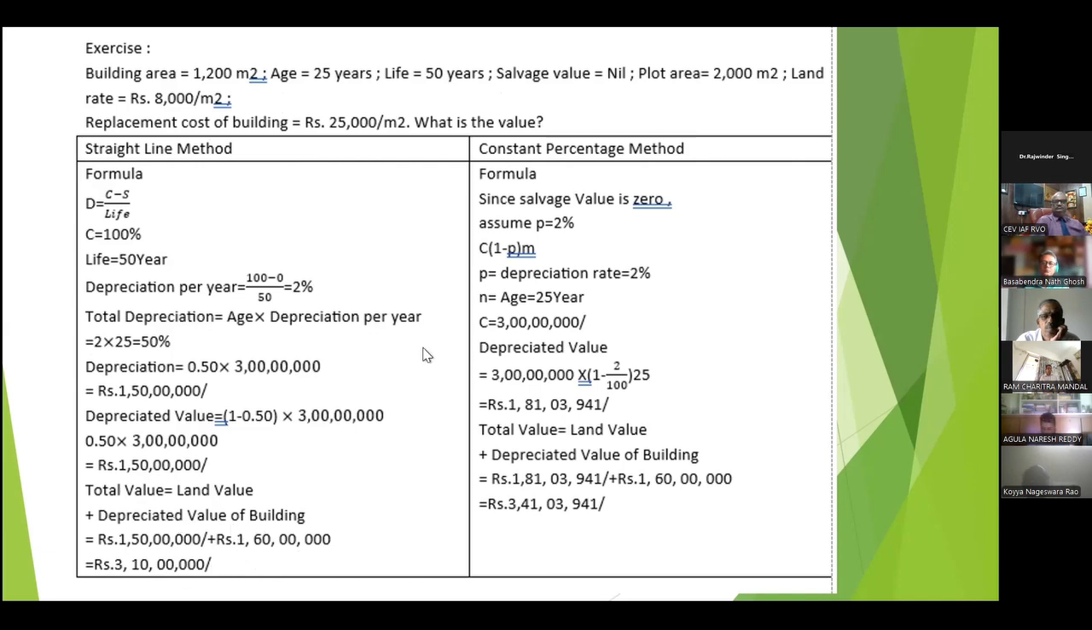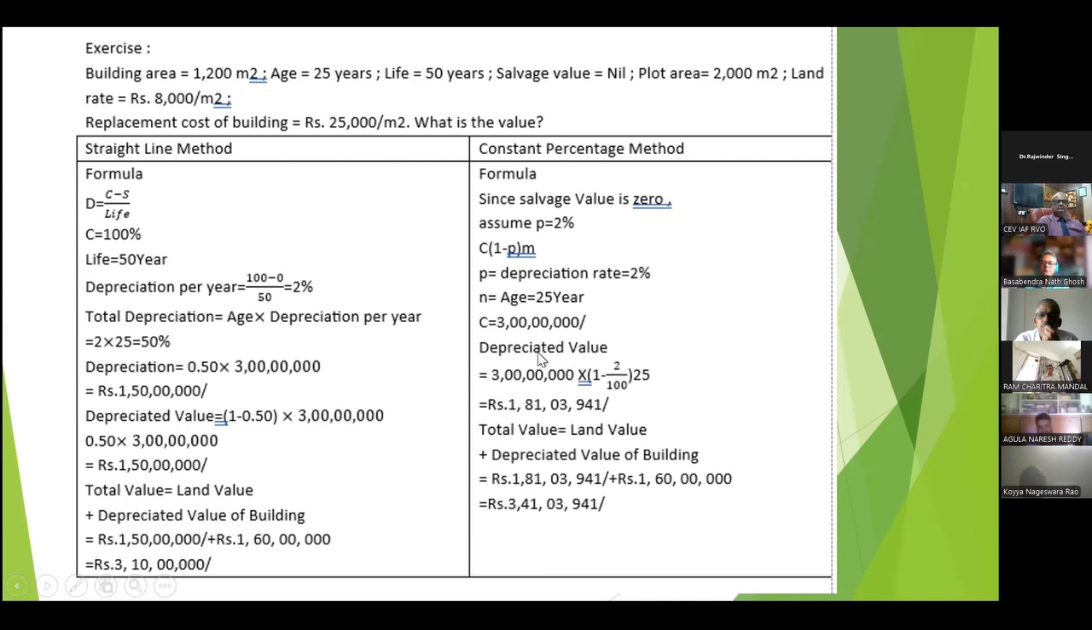Now see, if you have to do it with the constant percentage method, since salvage value is 0, you have to use the formula C into (1 minus P) raised to power M. So salvage value, we assume the same percentage as 2% depreciation. And age is 25 years, original cost is 3 crore.